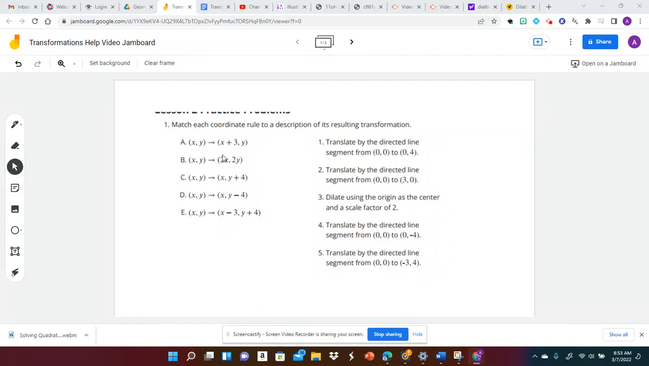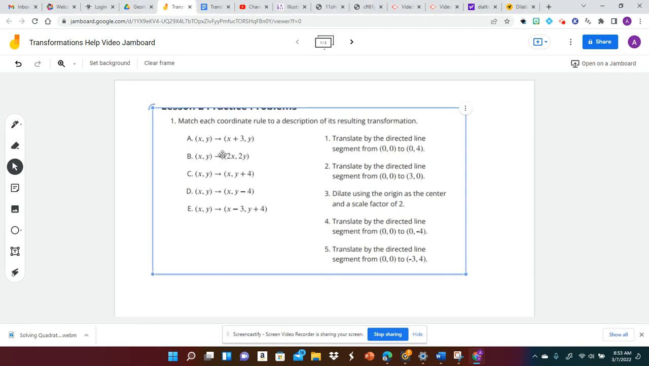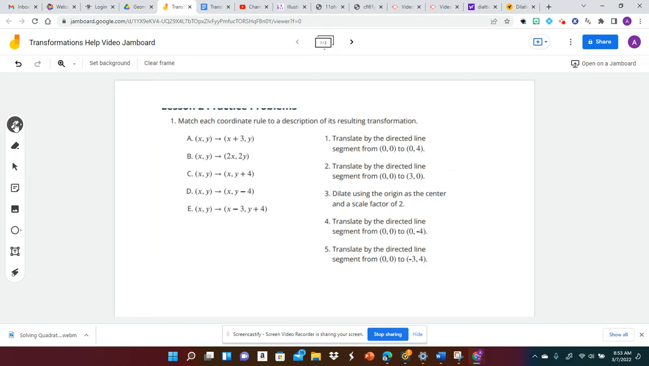All right, so we are going to look at the rule and then match these. So if you notice at 0 or xy, we're adding 3 to x and keeping the y. So that actually just moves 3 spots to the right. That moving 3 spots to the right is called a translation, where it moves 3 right.